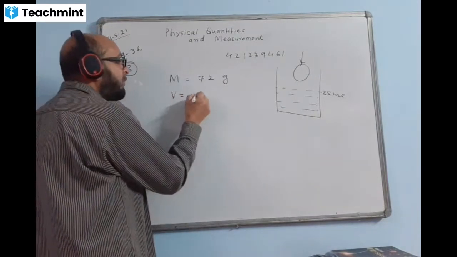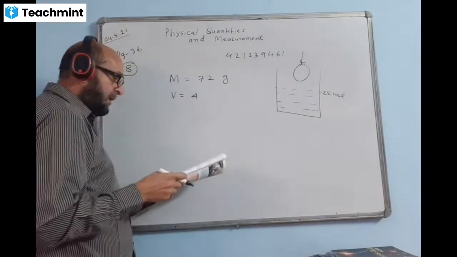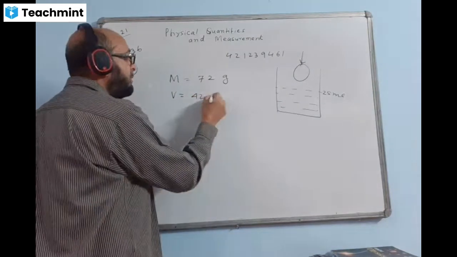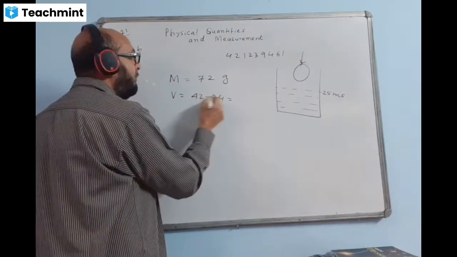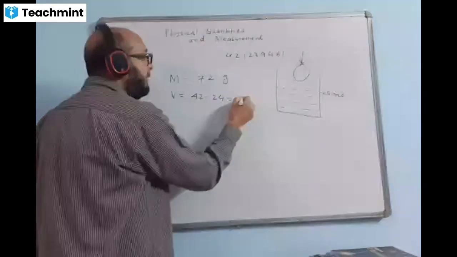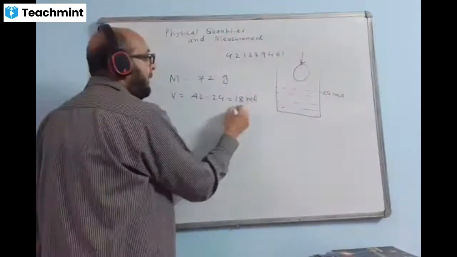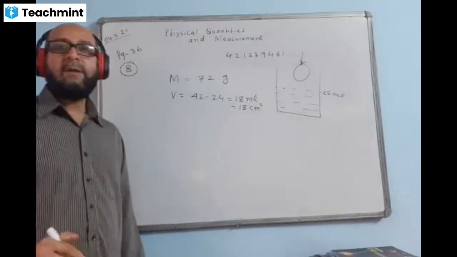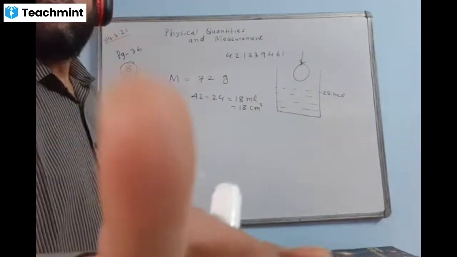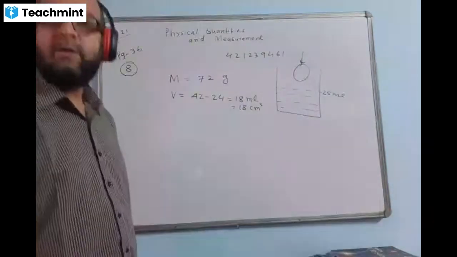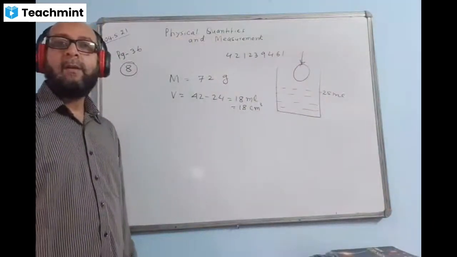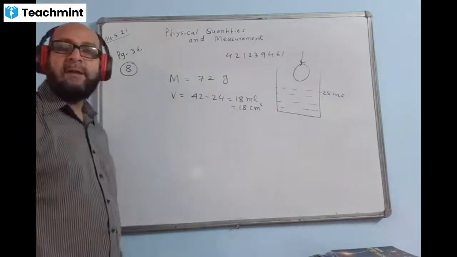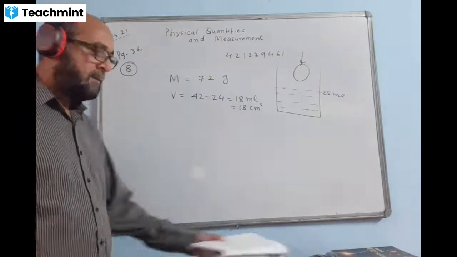You have to subtract. 42 minus 24 will come 18 ml. ml is the same as centimeter cube, so 18 centimeter cube we can write. 1 ml is 1 centimeter cube. So the volume value will become 18 centimeter cube. Okay.